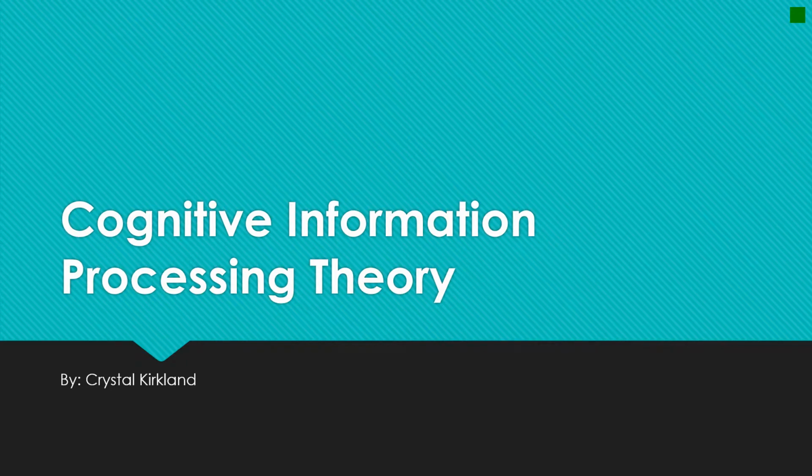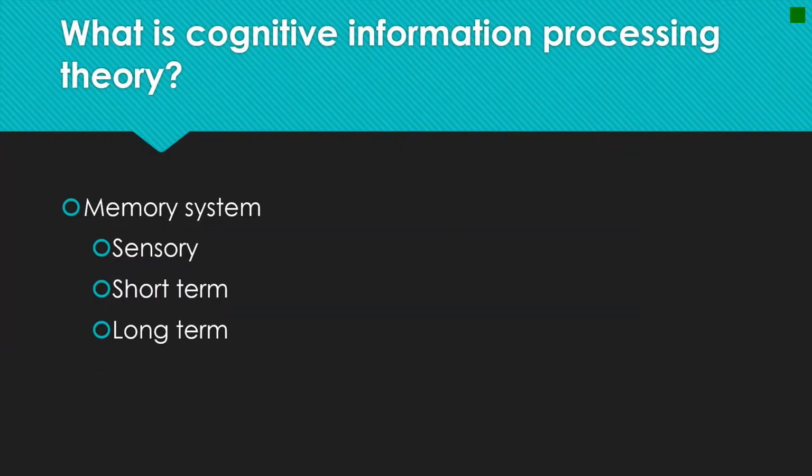Everyone, my name is Crystal Kirkland and I am doing my theory presentation on cognitive information processing theory. What is cognitive information processing theory? It is a multi-stage memory system to help process and understand information.